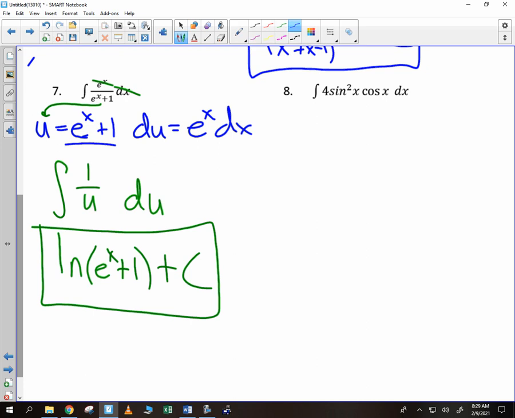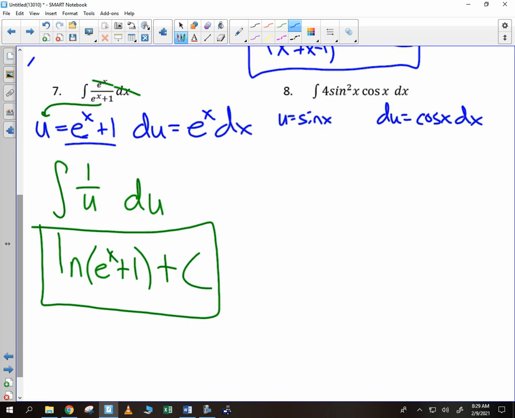The next one, you really have a choice here. You could have u equal to cosine of x, and then du would be equal to negative sine of x dx. And as you can see, you've got this sine thing going on over there. Or you could choose u to be sine of x, and the derivative is cosine of x dx. As you can see, this is a better choice.